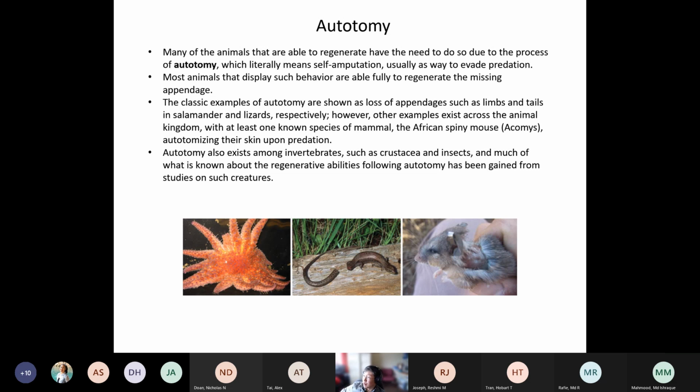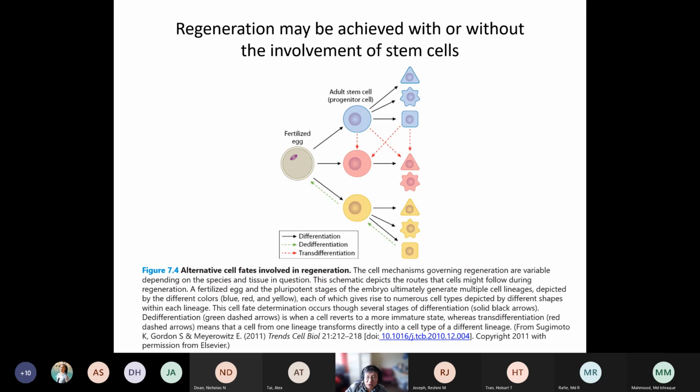And of course, in even lower ones, such as the starfish. Here is a sunflower starfish. You can see the one arm is now autotomized. It's removed one of the arms to avoid being captured. And then this is a lizard, and the third one is a mouse, the African spiny mouse. The spiny mouse can remove the skin as a process of autotomy.